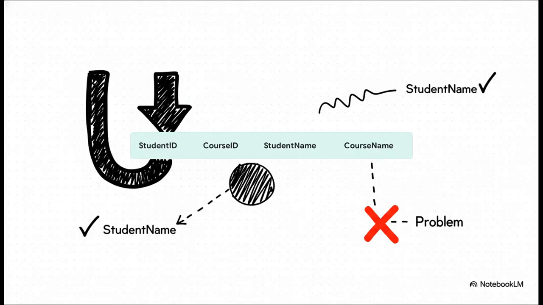Okay, take a look at this table. The primary key here is what we call a composite key. It's made of two parts, the student ID and the course ID. Together, they uniquely point to one single enrollment. But look at the student name. Does a student's name really depend on which course they're taking? Of course not. It only depends on their student ID. This right here is called a partial dependency, and trust me, it's a big problem.